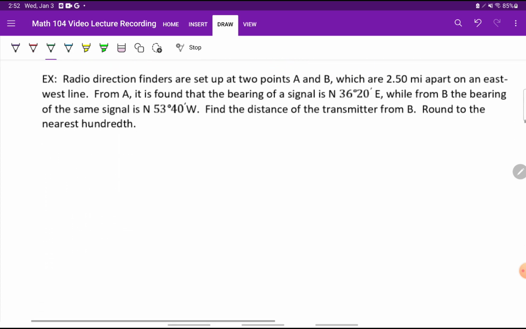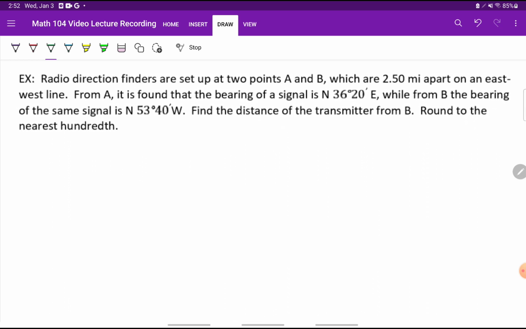Let's try another one. Radio direction finders are set up at 2 points. We'll call them A and B, which are 2.50 miles apart on an east-west line. From A, it's found that the bearing of a signal is north 36 degrees 20 minutes east, while from B, the bearing of the same signal is north 53 degrees 40 minutes west. We want to find the distance of the transmitter from point B. We'll round our answer to the nearest hundredth.